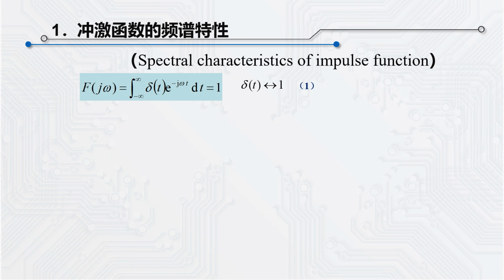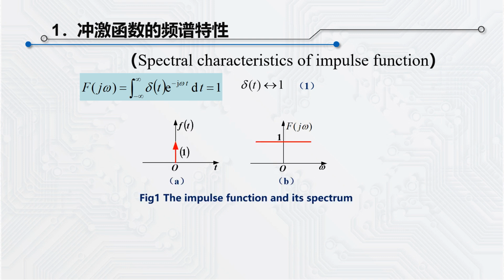First, let's look at the impulse function. According to the definition of spectral density function and the screening property of impulse function, we can get the spectral density function of impulse function, as shown in Formula 1. Figure A is the time domain waveform of the impulse function. Figure B shows its spectrum characteristics.